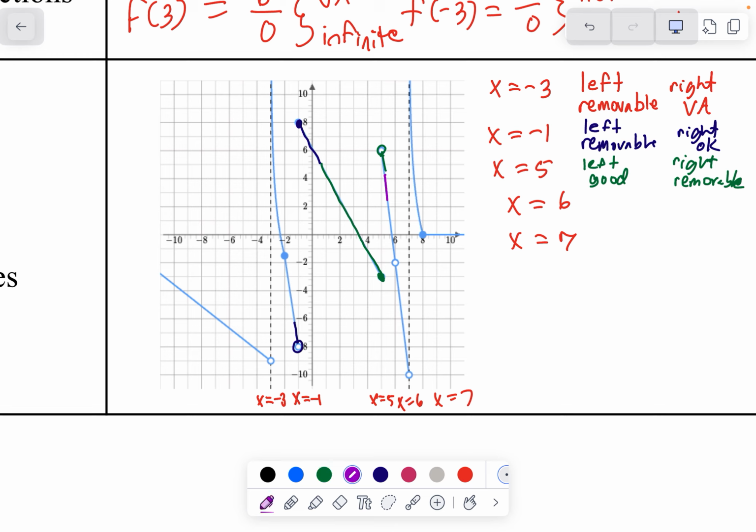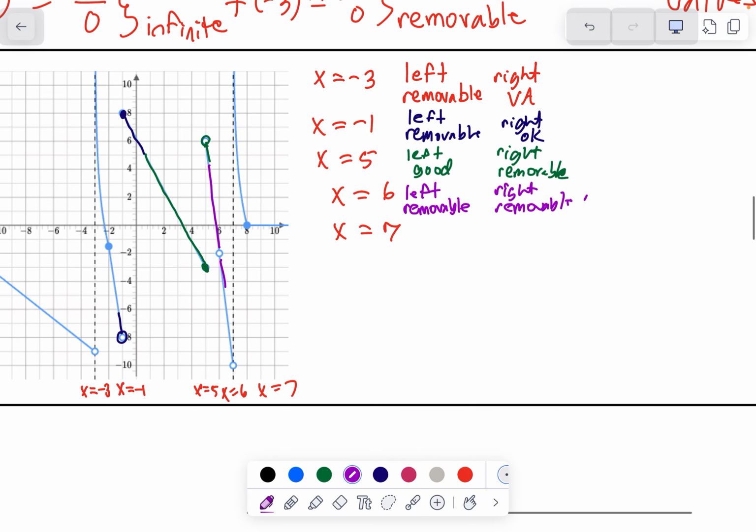Then he's walking, he's walking. Oh, there's a little hole in the ground there. He has to leap across it. The hole is a perfect hole on both sides. So the left is removable. The right is removable. So we can just really say that this is considered a perfect removable discontinuity because both the left side and the right side are doing the exact same thing. There's a hole there. If he leaps across it, that's the only problem, okay?